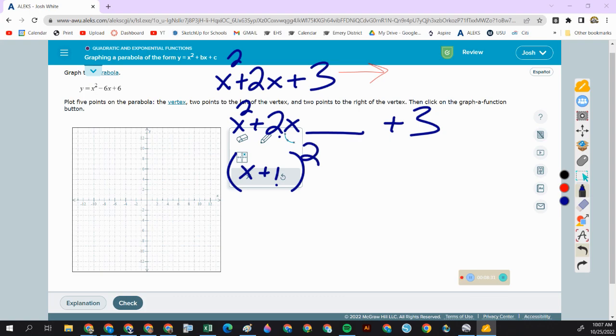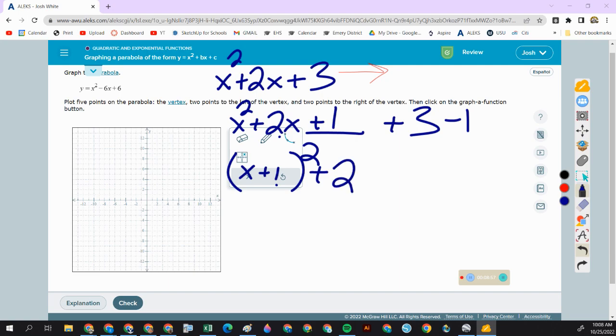So, if this is a 1, what number goes right here? And if I add 1 to that side of the equation, now I'm unbalanced. So I need to subtract 1 to bring the balance back. And now I get this.